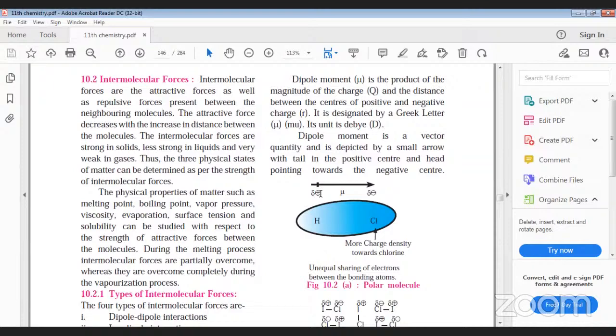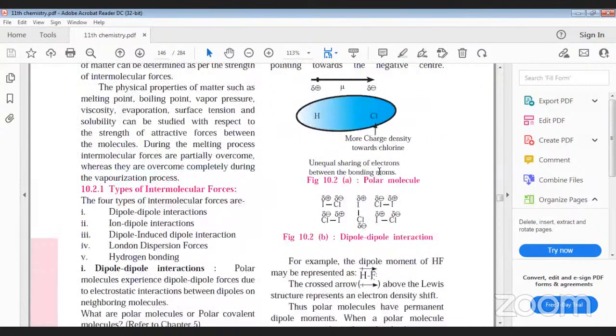The polarity of the molecule is moving from positive to negative. We know the negative atom has more electronegativity. That's why the polarity is directed from positive to negative, and that's why it is a vector quantity. We show it with an arrow. The tail of the arrow is towards the positive center, and the arrow head of the dipole moment is pointing towards the negative.